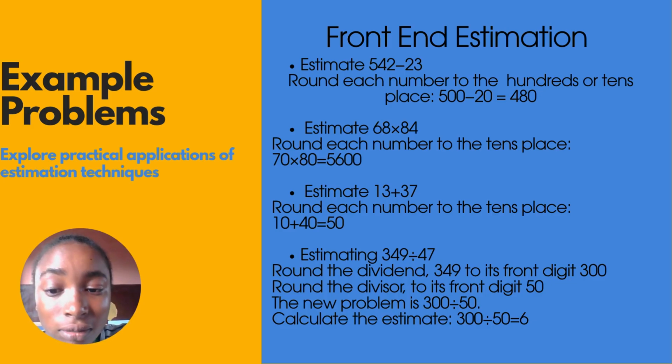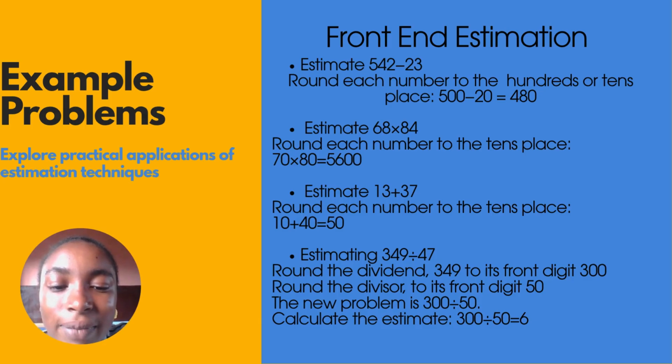Now for the third one, estimate 13 plus 37. 3 will round down, right? So 13 becomes what? 10. While for 37, 7 will round what? Up. So 37 becomes 40. So 10 plus 40 is what? 50. We are dealing with front-end estimation, and we're exploring the practical application of these techniques.